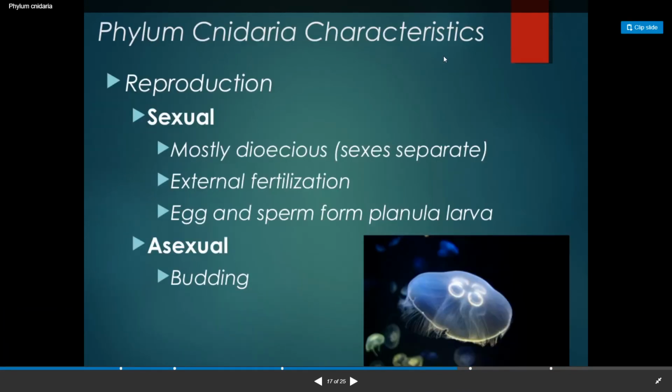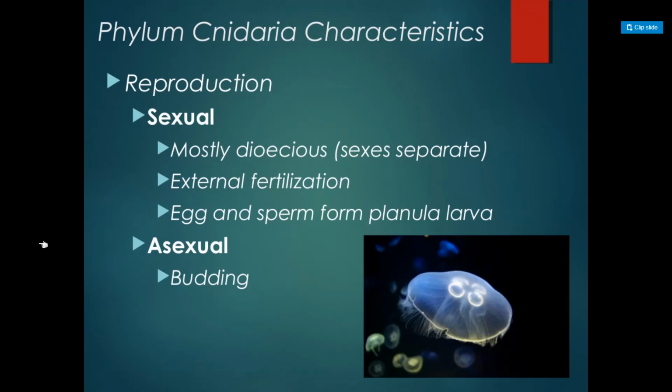So phylum Cnidaria characteristics. So reproduction, they have sexual reproduction. They're mostly not hermaphrodites. They have males and females. They have external fertilization, so they are going to just release their gametes into the water and hope that they mix. And then you have asexual reproduction, which is budding. Kind of like some plants, they just grow another plant off of them and you can separate it and plant it elsewhere. That's what these guys do.